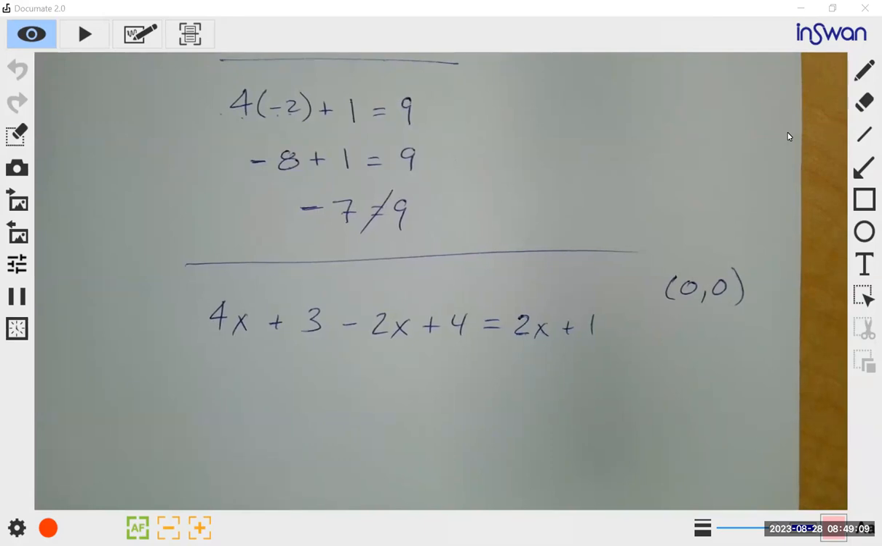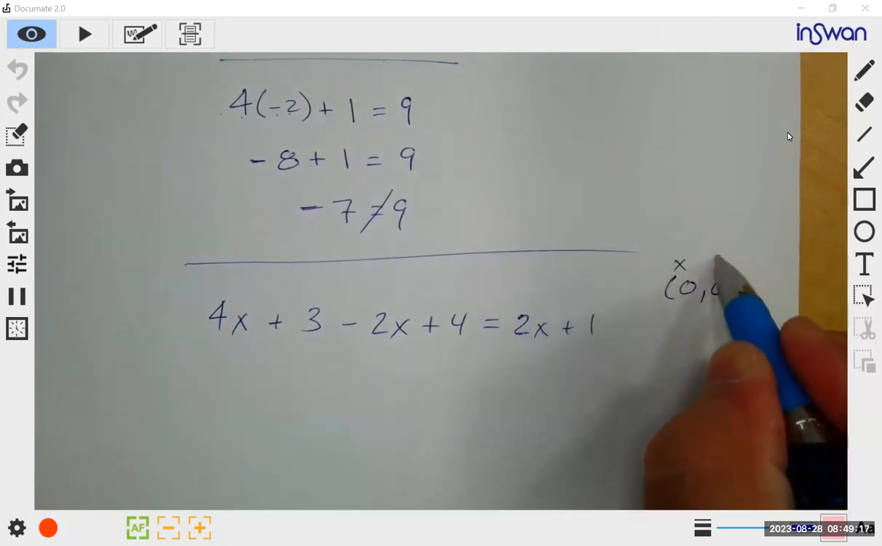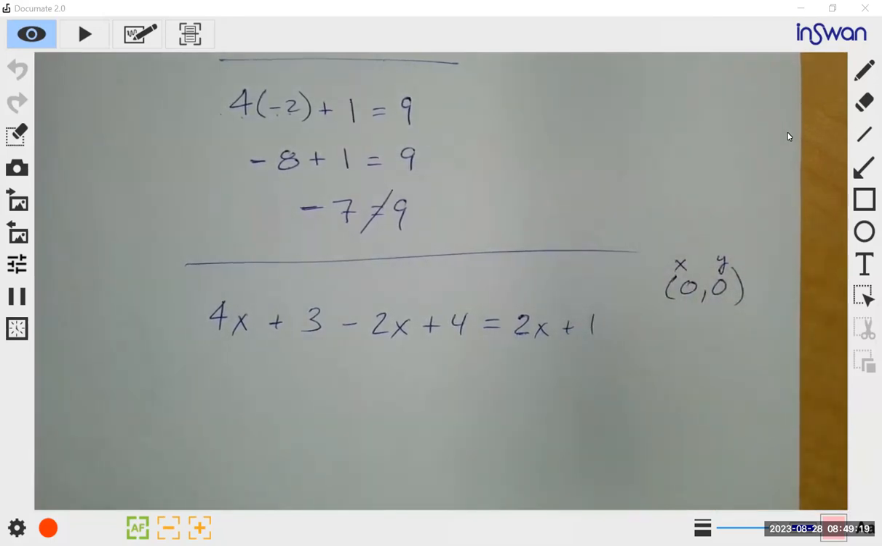Okay, now instead of staring at the board for so long, it's not going to write itself. What do you have to do? Anywhere you see an X, you put a 0. If you see any Y's, you put a 0 in its place. And then work it out, and see both sides. Staring at the board is not going to make it change at all. I tried that before. Didn't work.